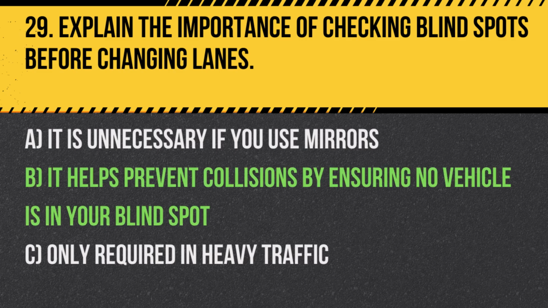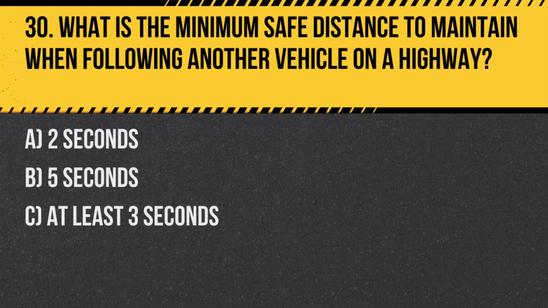Answer. B. It helps prevent collisions by ensuring no vehicle is in your blind spot. Checking blind spots is essential to safely changing lanes. Question 30. What is the minimum safe distance to maintain when following another vehicle on a highway?